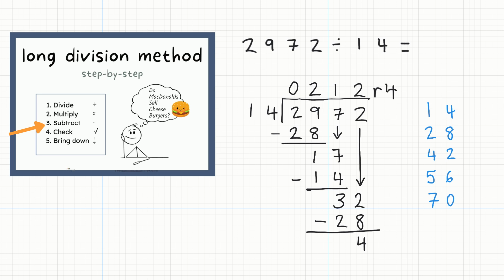And our answer is 212 remainder 4. I hope this video has helped you with the sometimes tricky topic of long division, and key to remembering it, do McDonald's sell cheeseburgers? Good luck.